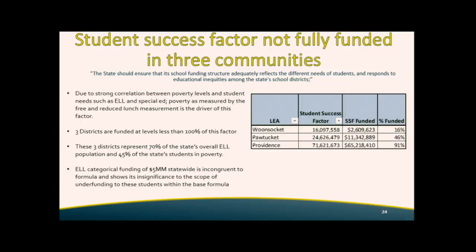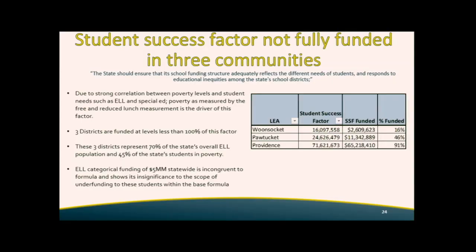One of the things that doubles down on this point is that 70% of the state's ELL population and 45% of the state's students in poverty are in those three districts. So if the student success factor dollars are not reaching those districts, we shouldn't be surprised when we talk about achievement and consistently see that among the subgroup of ELL learners we're not meeting the achievement gains that we asked for, when our own formula that says these are the resources needed to educate those students is not actually reaching those students.